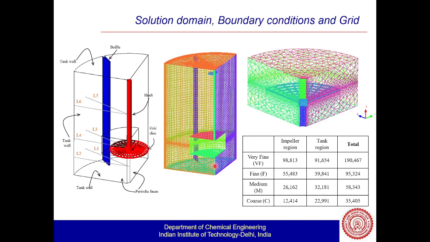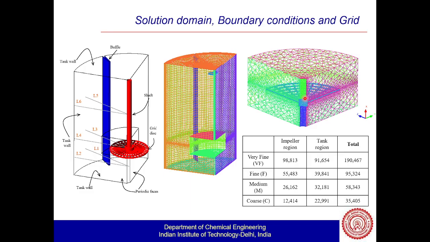Basically, we made a simplified version of it and then we meshed it. And this part is the wall where the boundary conditions are implemented: the wall of the tank, the wall of the shaft, the wall of the impeller and the wall of the baffle. These are the places where we are implementing the boundary conditions.